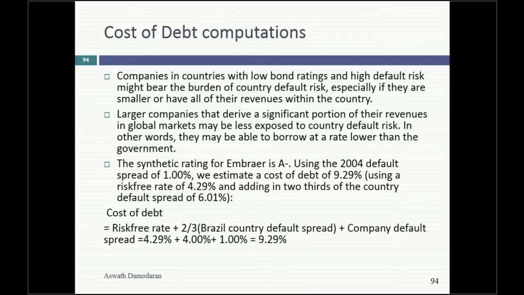So I did add some country default risk because you're never going to be completely able to evade that. But because of the way they did business, they didn't get the full weight of the country risk on their shoulders. So the cost of debt in US dollar terms, when you add those two components in, is 9.29%. So the cost of debt is the rate at which you can borrow money long term today in whatever currency you've chosen to do the analysis in.